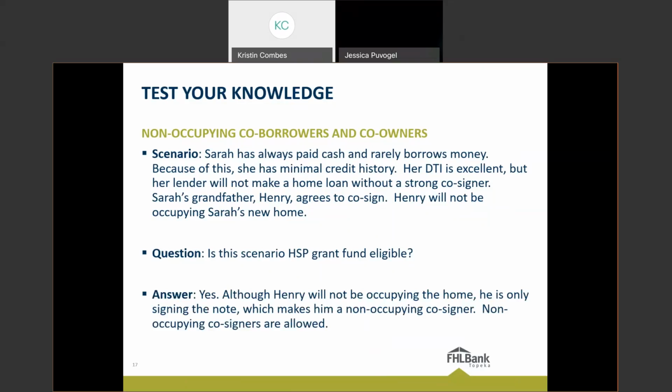Henry is not occupying the home, but is only signing the note, which makes him a non-occupying cosigner. Non-occupying cosigners are allowed. To summarize, all individuals that are part of the transaction must occupy the home and their income must be disclosed. The only exception to this is a non-occupying cosigner, which is allowed. Again, make sure you're using FHLBank's definitions to determine eligibility for HSP grant funds.